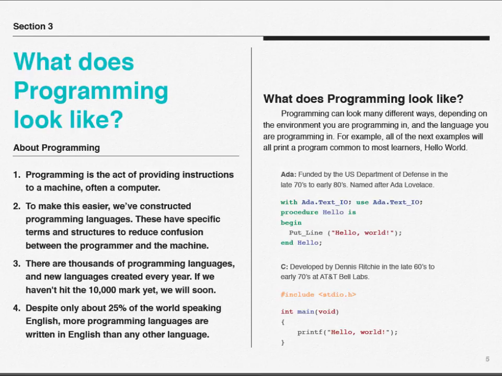Below that we have C. C is one of the most well-known, one of the most successful, one of the most widely used programming languages. It was developed by Dennis Ritchie in the late 60s to early 70s at AT&T Bell Labs. You can see here, pretty short, pretty simple, printf, and then Hello World inside of parentheses and quotation marks. All of that is inside of curly braces. And of course, we see both Ada and C use a semicolon on the end of their lines.